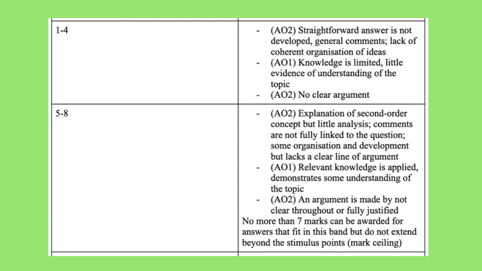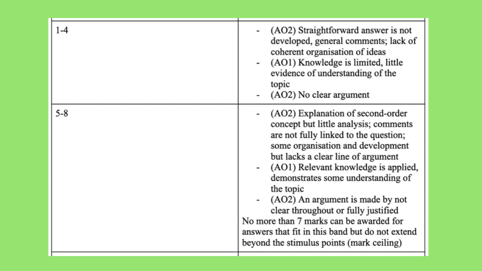Now there isn't one in the bottom band, but for band 2, 3 and 4 there is one. So it says that no more than 7 marks, which is the middle mark within the band, can be awarded if you don't explain your answer beyond the stimulus points. So if all your points are around the stimulus points that they give you in the question, then you can't score above the middle band.